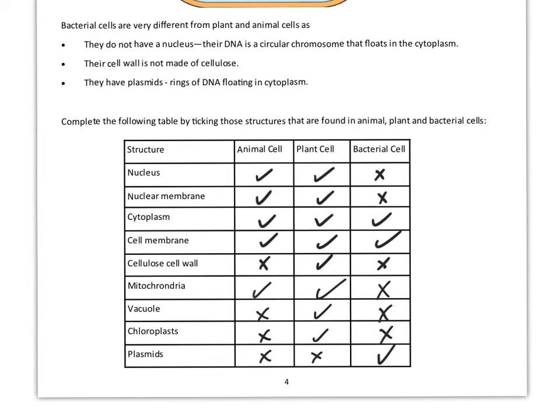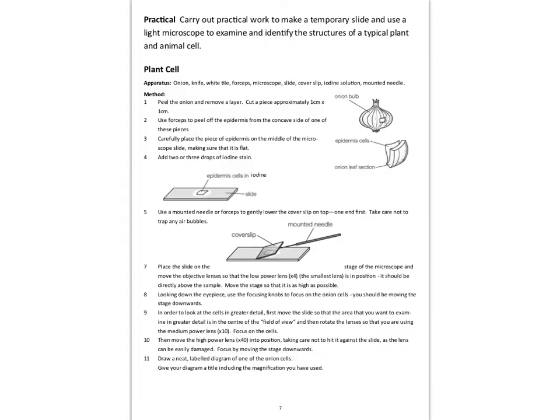Okay, now what we're going to do is turn to page 8. And we're going to look at onion cells under the microscope. So just take a minute or two to read through page 8 and then we'll get the microscopes out and we'll get started, okay? It talks about looking at onion cells.